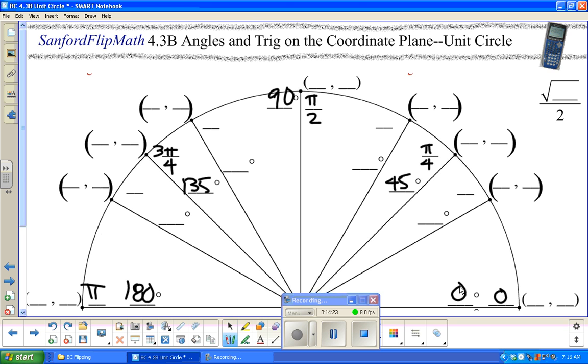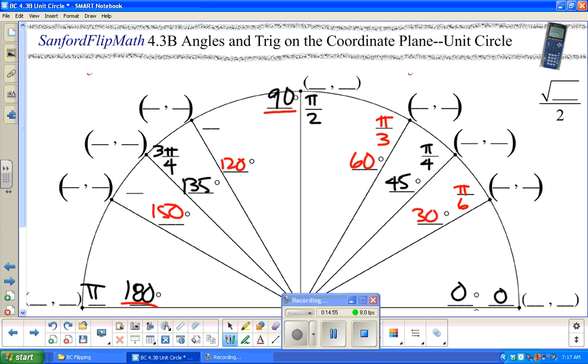All right, let's do the multiples of 30. So 0 degrees, 30 degrees, 60 degrees, 90 degrees. Add another 30: 120 degrees, 150 degrees, 180 degrees. In radians, 30 degrees is 180 divided by 6, so this is pi over 6. 60 degrees is 180 divided by 3, so that's pi over 3.